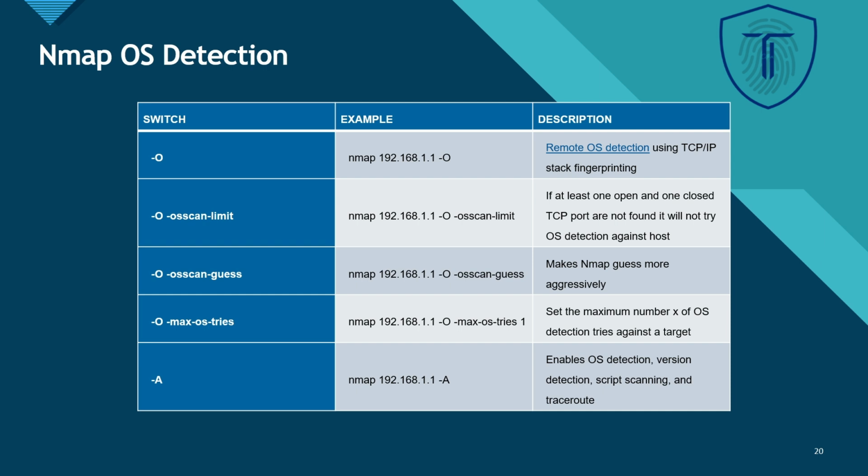The next cheat sheet is for OS detection, that means operating system detection. The switch used for this is dash and capital O. Please underline that the switch uses capital O. And here is a simple syntax for that as well.